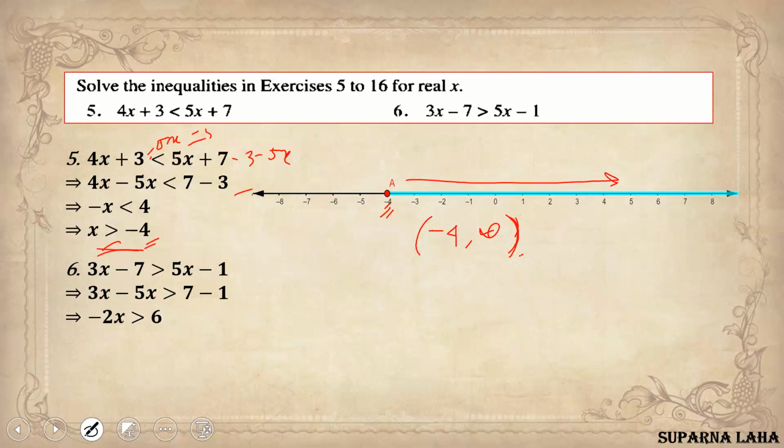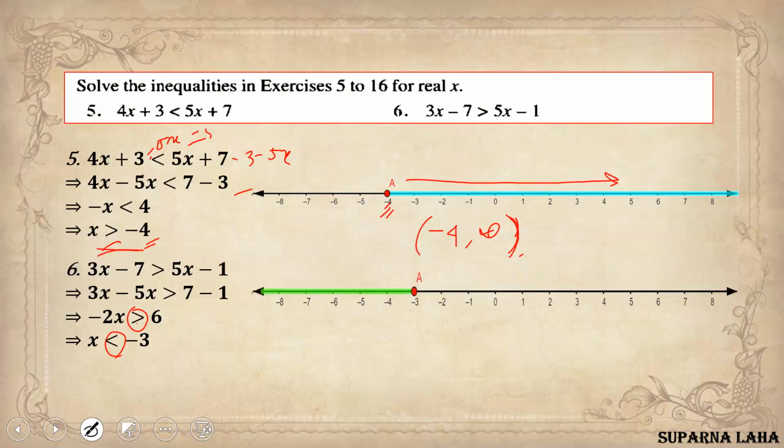Now if we want to figure out the values for x, let us multiply both sides by minus half. So you will find x is less than minus 3. Since I am multiplying both sides by a negative number, the sign will change. This greater than sign will change into a less than sign. So x is less than minus 3 means, except minus 3, just before minus 3 the solution set starts, and includes all the negative values present in the number line.